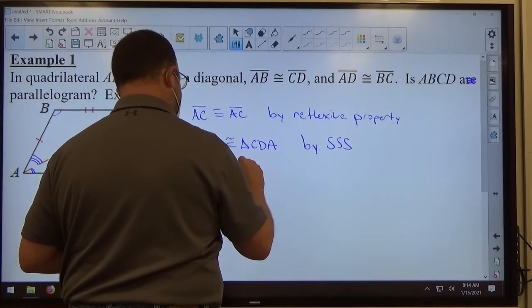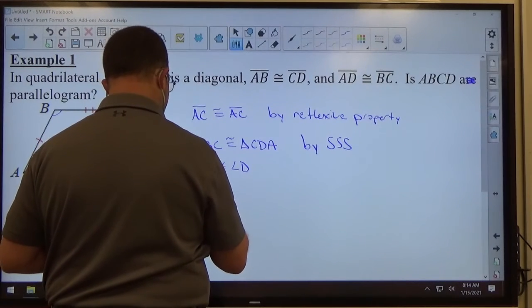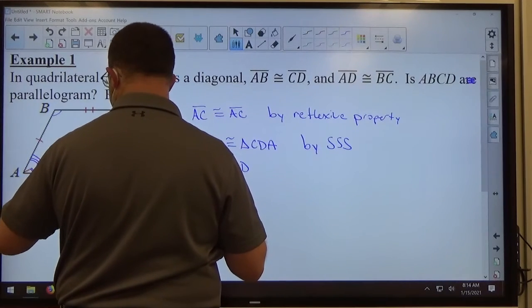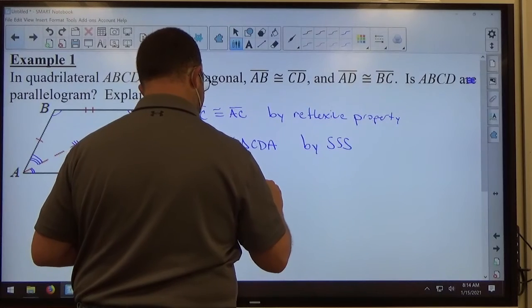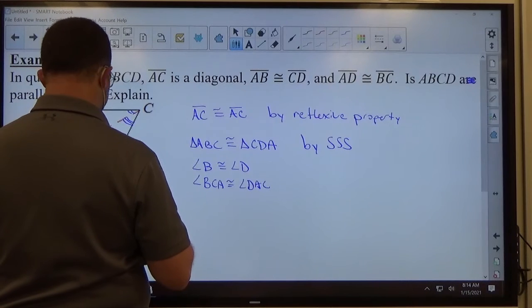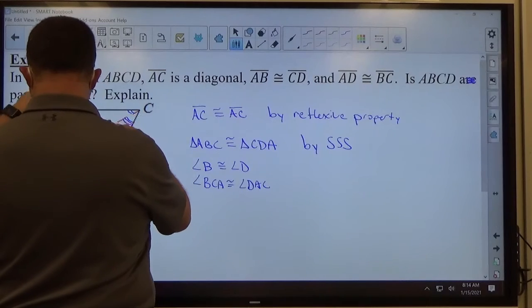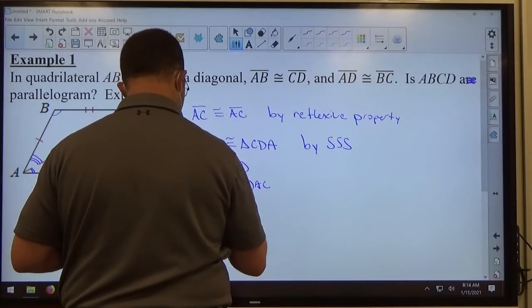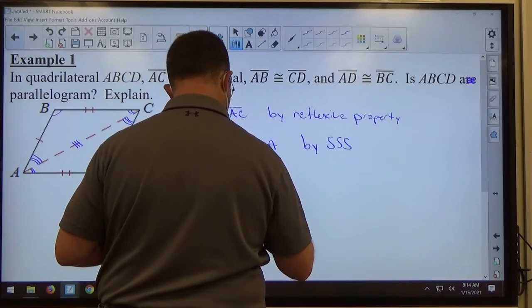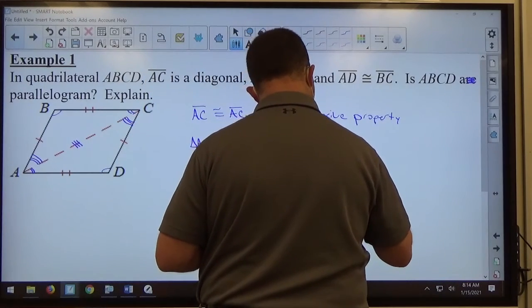is congruent to angle D, angle BCA is congruent to angle DAC, and finally angle BAC is congruent to angle BCA by CPCTC.